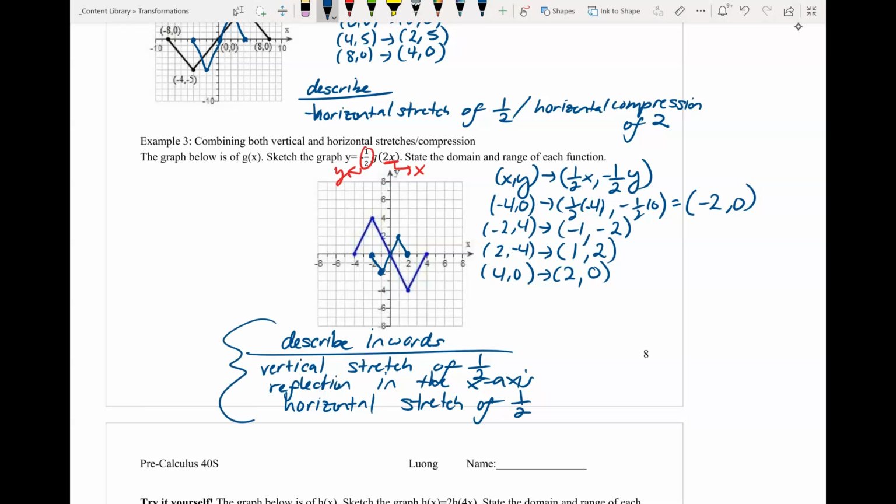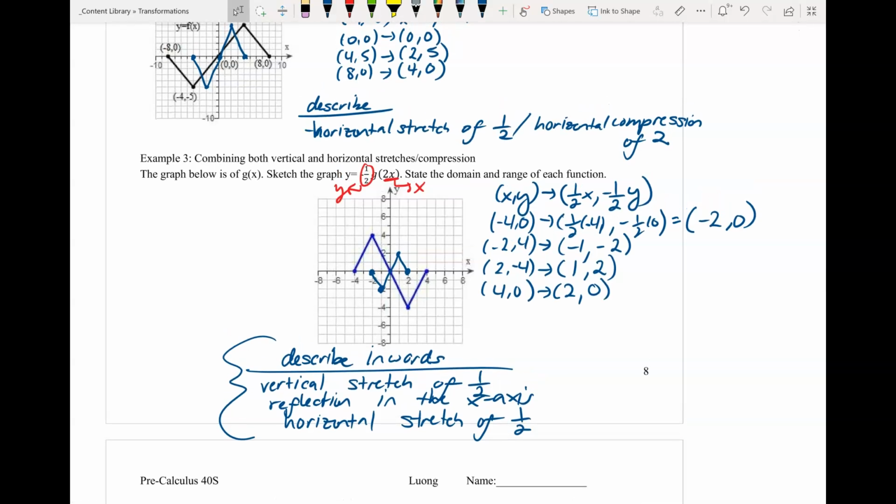You don't need to state this every single time you need to draw a transformation graph, but there are a lot of questions on the final exam that ask you to describe the transformation in words. So I just want to keep doing that with you so you know how to describe your transformation in words.